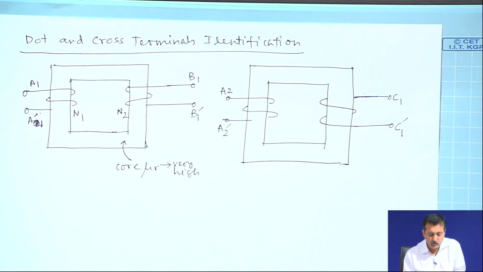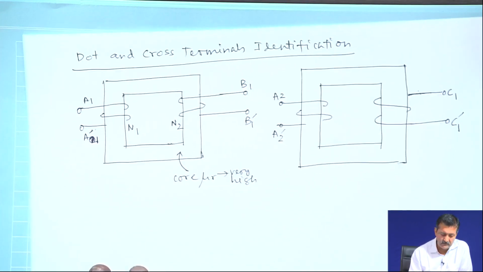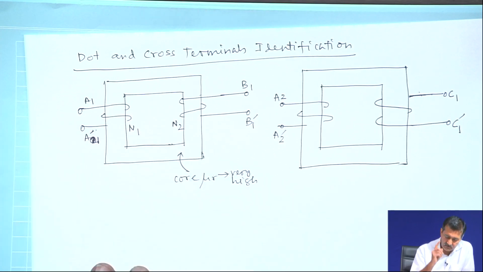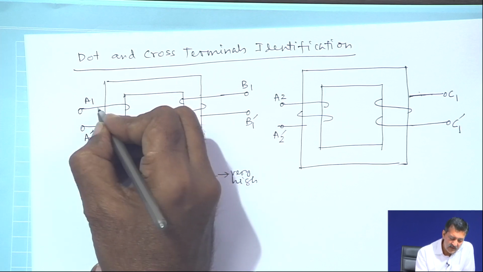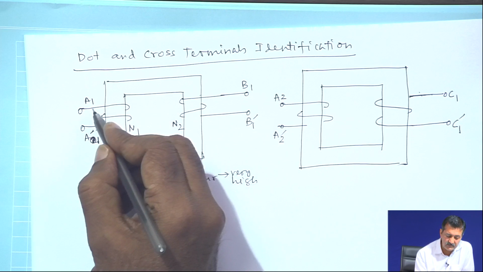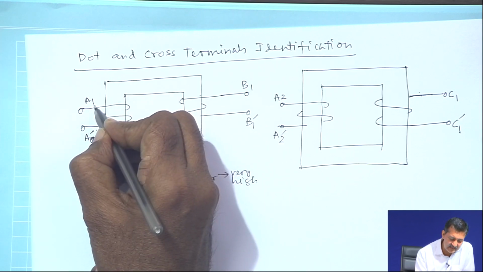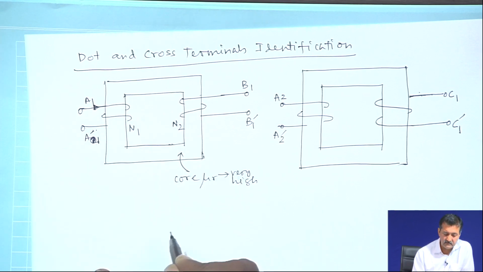So, how do I put the dot convention in these two structures? The rule is very simple. Listen to me carefully, you first put a reference current direction at any terminal of this side. Let us say the reference current direction is this, the reference arrow direction is this.